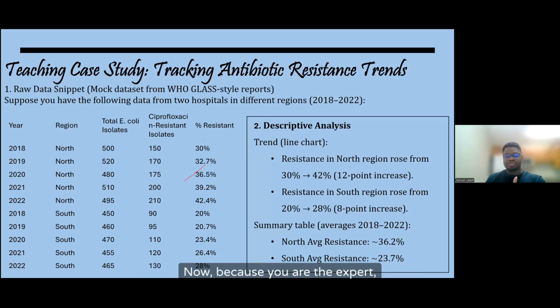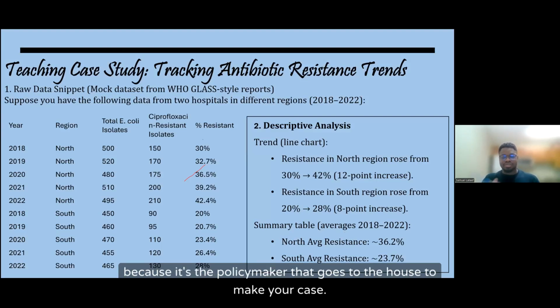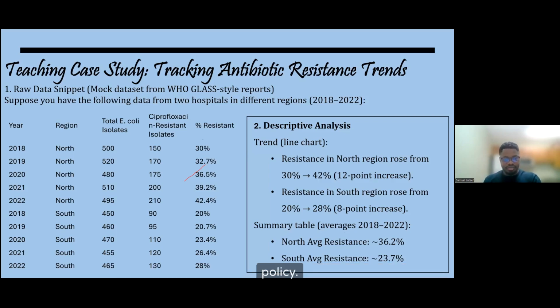Now, because you are the expert, you've gotten your results, you've gotten your research, you are now suggesting to the policymaker, because it's the policymaker that goes to the house to make your case. It's when he's able to make the case based on the information you're giving him that it then turns to policy.